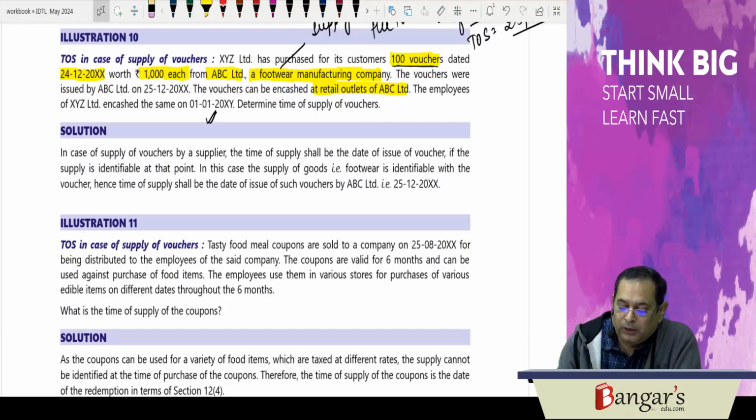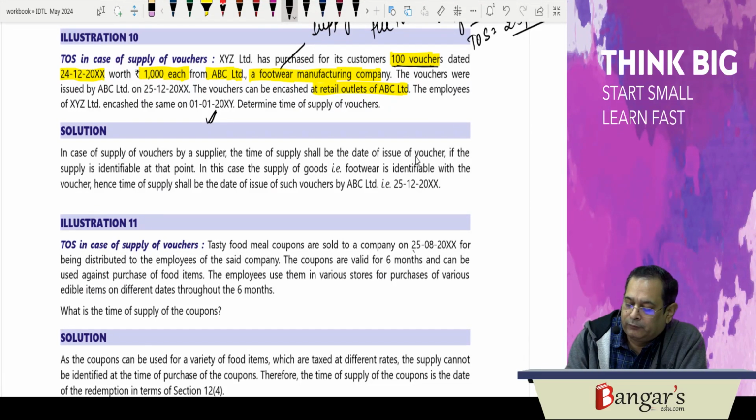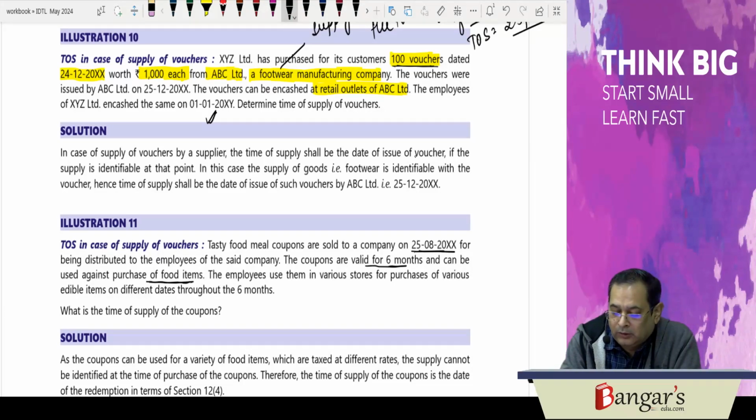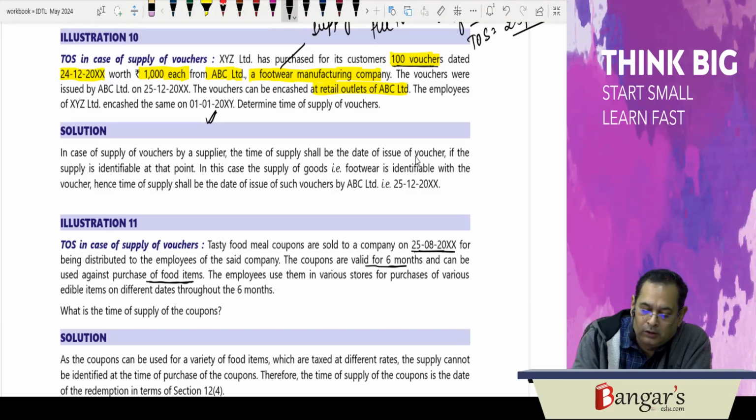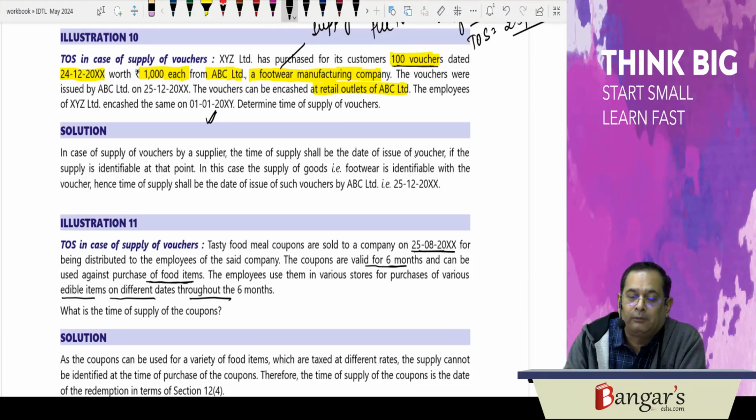Tasty food meal coupons are sold by a company on 25th of August for being distributed to employees of the said company. Validity of the coupons is for 6 months and can be used against purchase of food items. Now there can be so many varieties of food items. The employees use them in various stores for purchase of various edible items on different dates throughout 6 months. Now here, what is the time of supply?